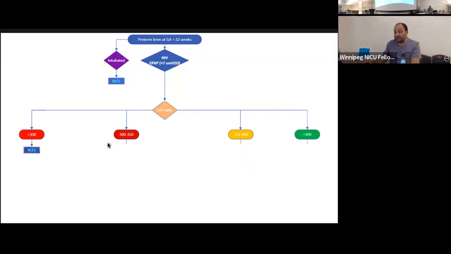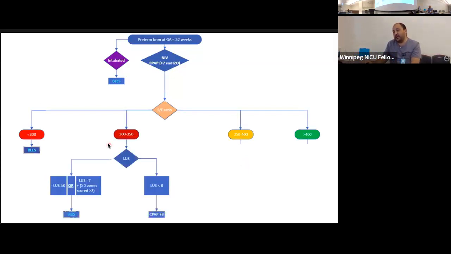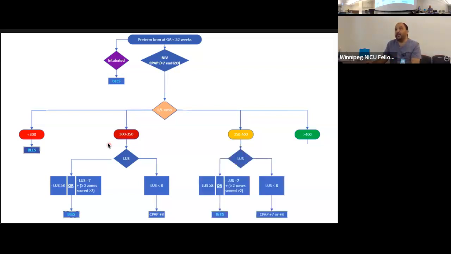And if you have 300 to 350, you need the lung ultrasound. The score I suggested is above 8, as all the studies have shown, but I also added 7 if we have more than 2 zones. If lung ultrasound is less than 8, CPAP at higher pressure can be enough to recruit the lung. At 350 to 400, it's almost similar, either staying on the same pressure support or going to +8. When above 400, do lung ultrasound, it will support your decision, but if it's not easily available, just keep on the CPAP +7 and you can reassess the baby later.